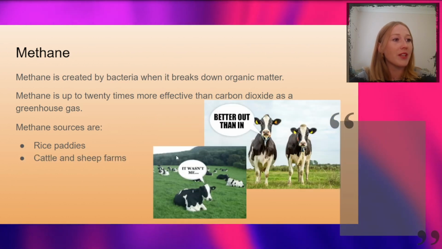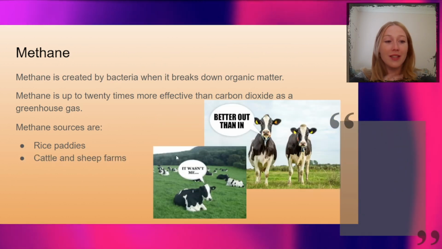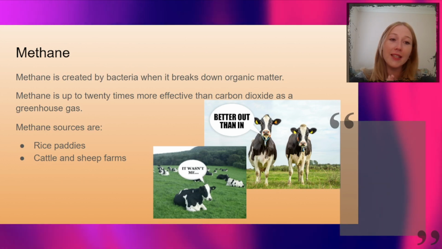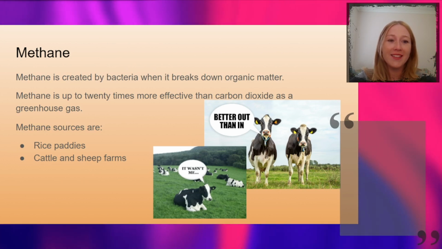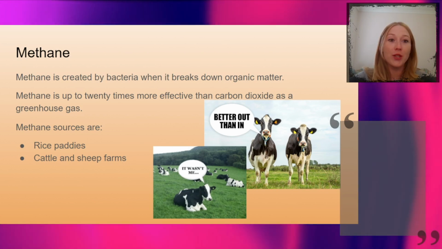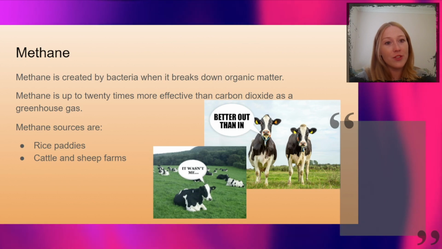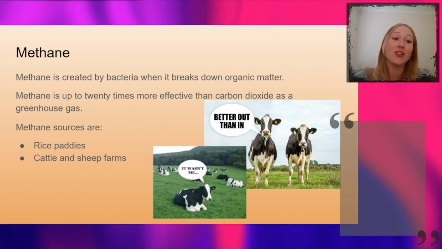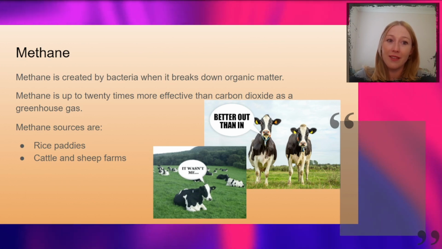And it's the same thing with cattle and other livestock. As they eat and produce gas, that gas is methane. And yes, the amount that we farm, the amount of cattle and livestock that we have is enough to actually increase the methane in the atmosphere.